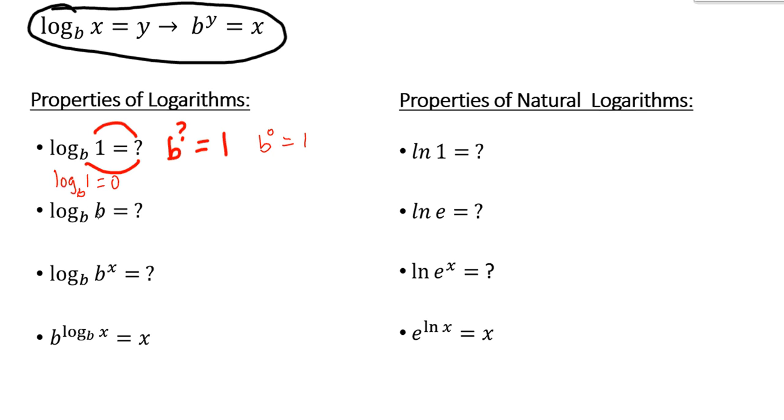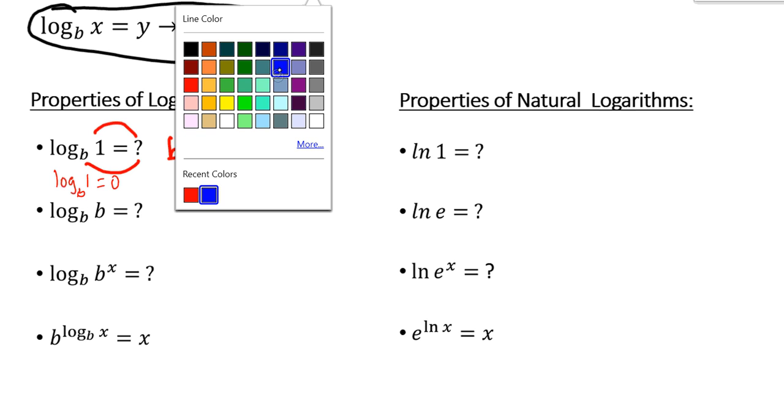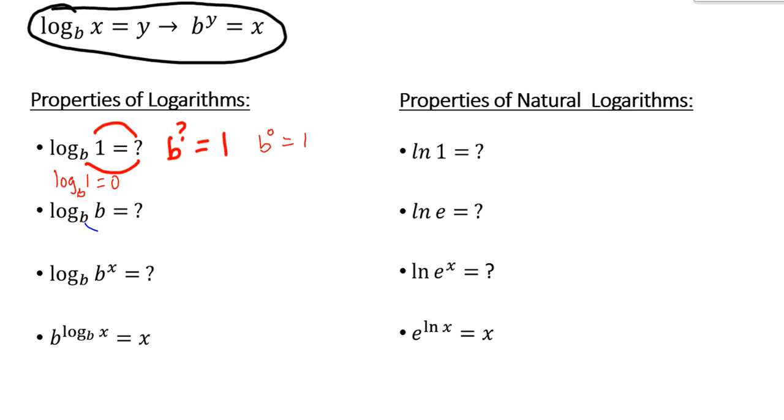Okay, similarly, this one right here, if we convert it, we get b to the question mark equals b. Well, the question mark has to be a 1 right there. So the question mark is 1, which means this property says log base b of b equals 1. So it's kind of like a little canceling property.